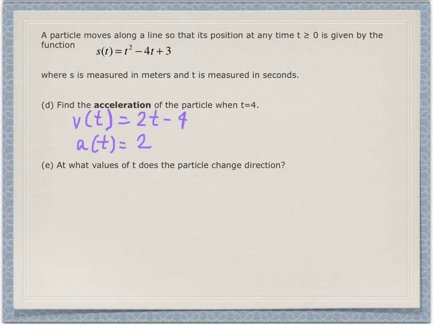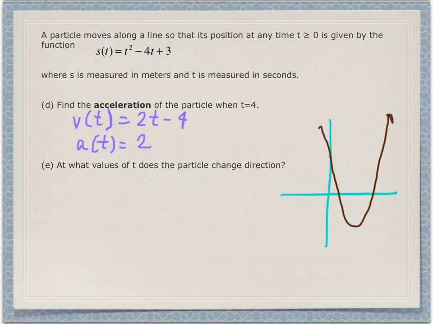Because the derivative of a constant, of course, is 0. So acceleration is 2. So when t equals 4, that is what you should get. It's a constant acceleration. Now, at what values of t does the particle change direction? Now, this is a little bit tricky, but maybe we can illustrate it best with a graph. If I went ahead and graphed my original function here, it would look something, I think, like this. Basically like that. That's my original function here.